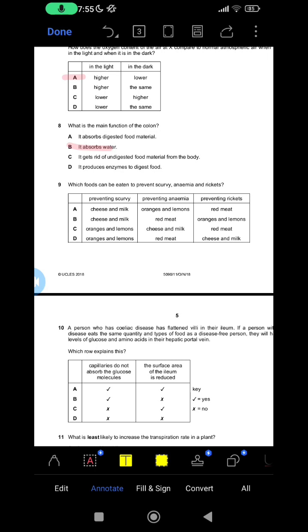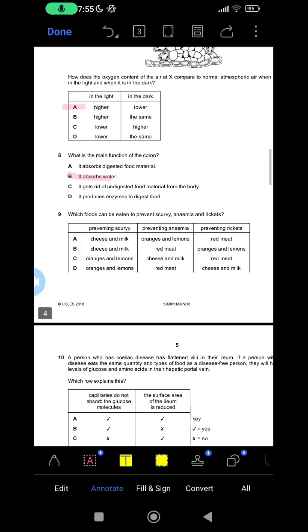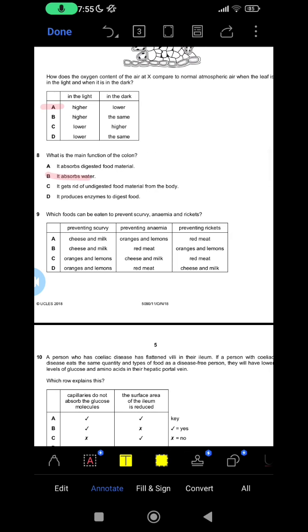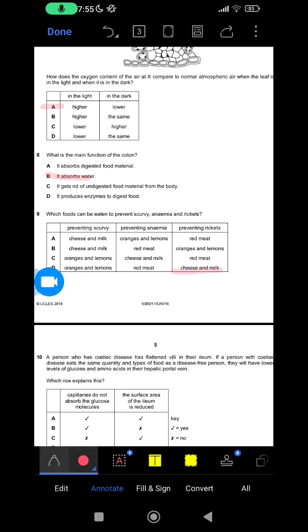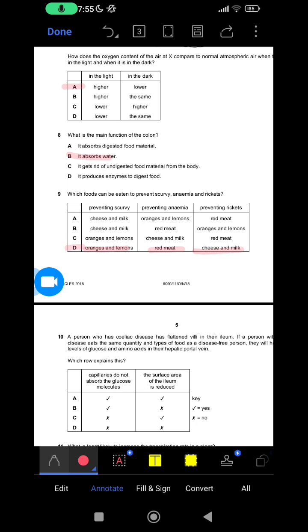Which foods can be eaten to prevent scurvy, anemia, and rickets? Now, scurvy occurs due to the lack of vitamin C. So scurvy can be treated by oranges and lemons, which is C and D. Now rickets is caused due to the lack of calcium, which can be treated by using cheese and milk, which is shown in here. And anemia is caused due to lack of iron, which can easily be solved by using red meat. So D is the correct option.